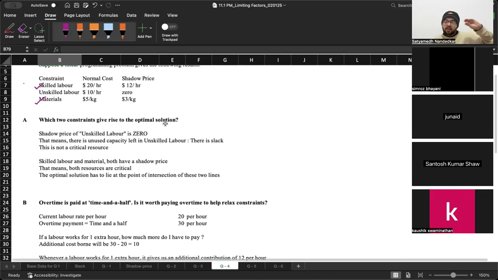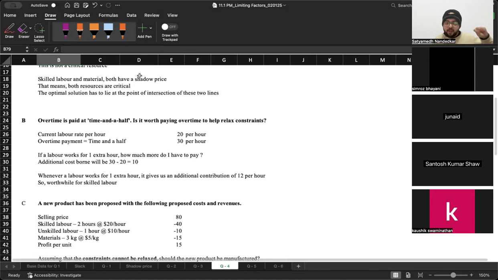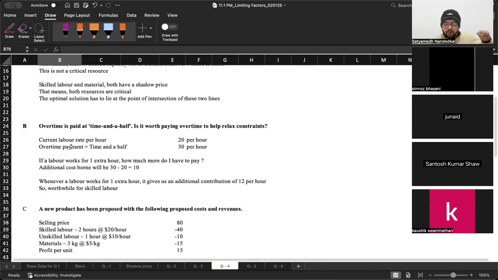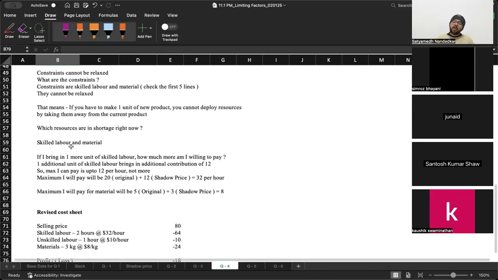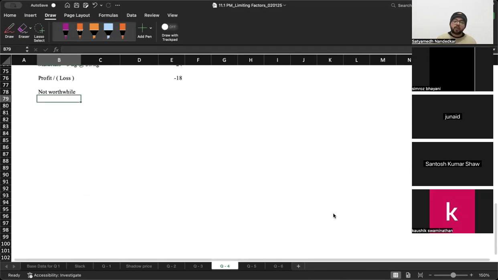And the question said that the original constraints cannot be relaxed. आप यहाँ से कुछ भी remove नहीं कर सकते. You cannot remove anything from the existing product. So you will have to bring in additional units of the skilled labor and additional units of material. वो लाने के बाद now you get a clear picture कि भाई you are ending up in a loss of 18. So you shouldn't do it. You shouldn't produce this particular product.